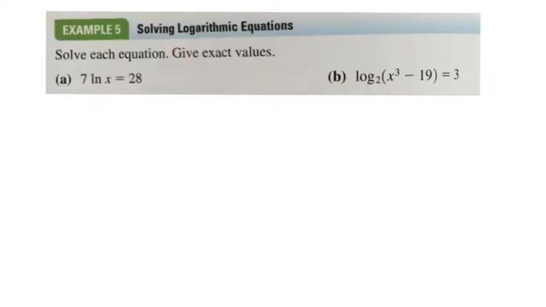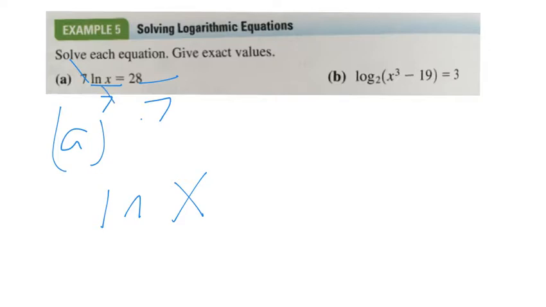Alright. So it says solve the equation and give exact values. So for part A, since we have ln of x, you can start off by dividing both sides by 7. So for part A, ln of x, the 7s would cancel out, so you'd have ln of x equals 4. Now we need to get rid of that x inside the logarithm. Actually, what you could do is just rewrite it as an exponential.